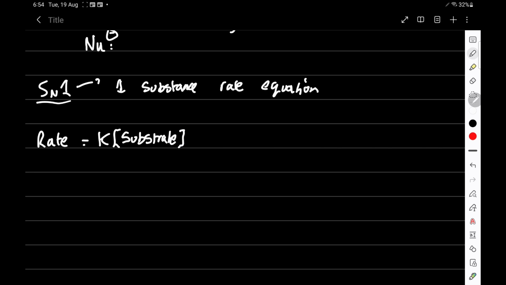Which tells us that only the concentration of the substrate, our carbon compound, affects the rate of the reaction. Therefore, this must be involved in the slow step of the reaction, and the concentration of the nucleophile isn't in the rate equation. So the concentration of the nucleophile has no bearing on the reaction and its rate.